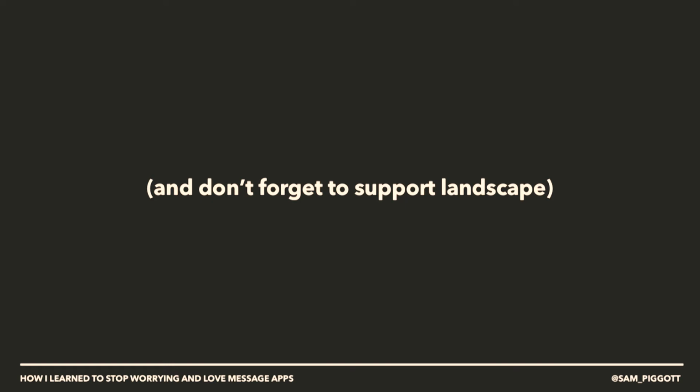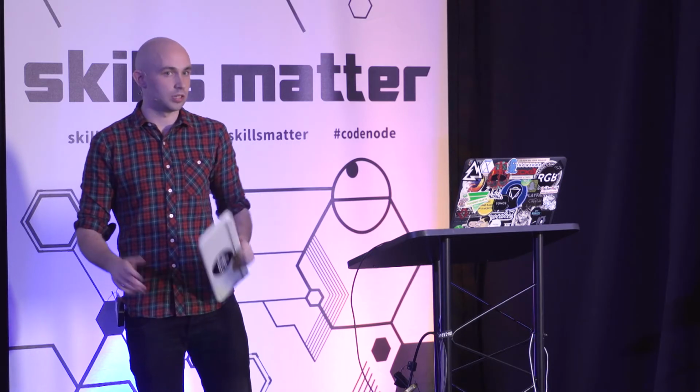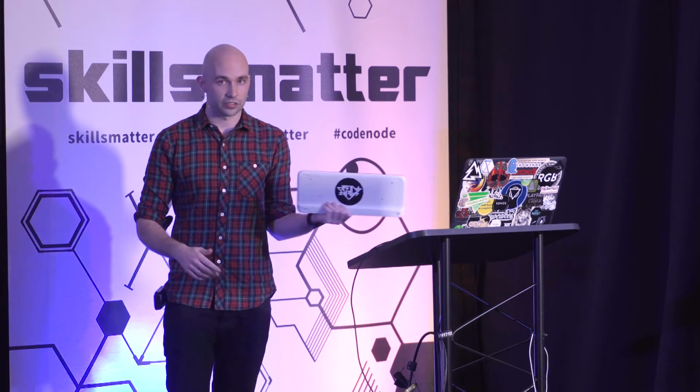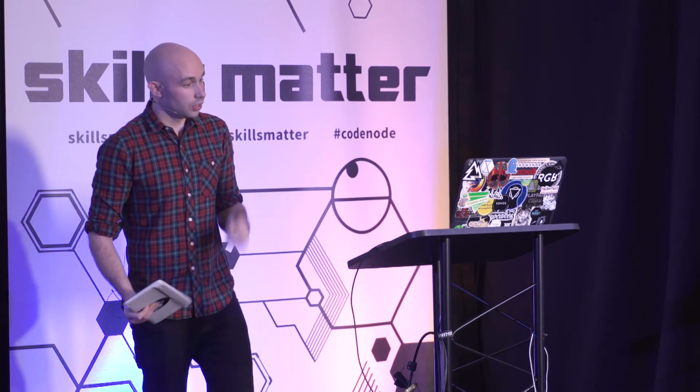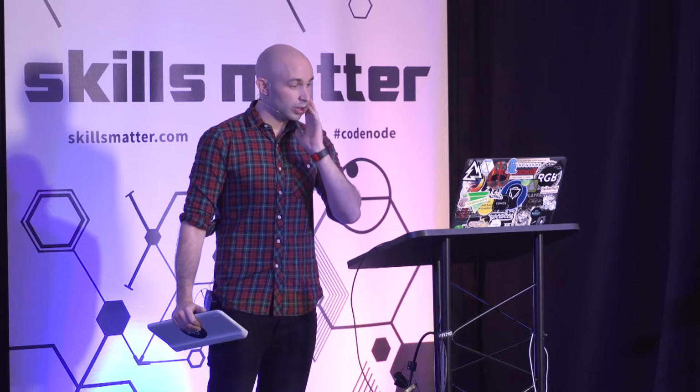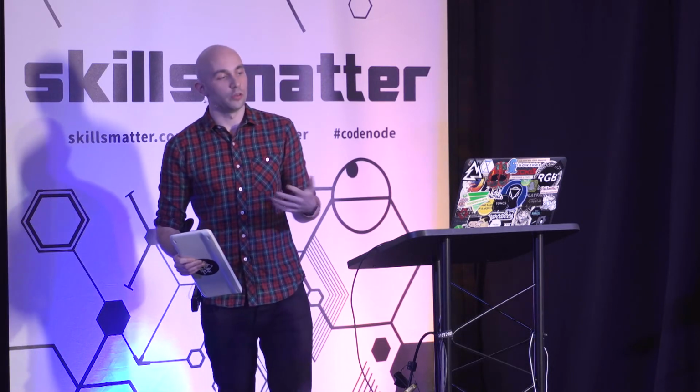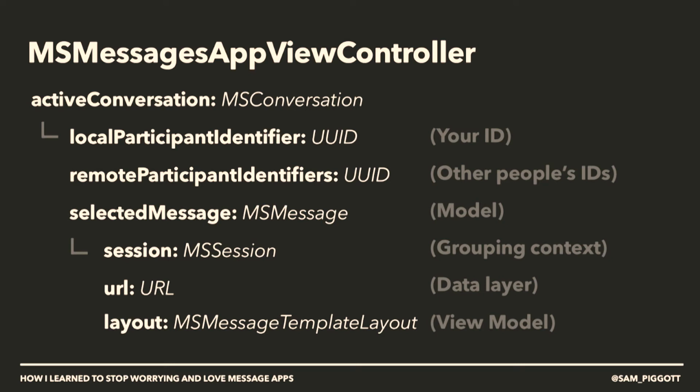One of the more important things is that because the Messages app works in both portrait and landscape modes, it's really important to make sure that the layout supports landscape too. Cool. So when you create your first iMessage app, you'll be presented with the MSMessagesAppViewController, or an instance of that anyway, which is a bit of a mouthful.